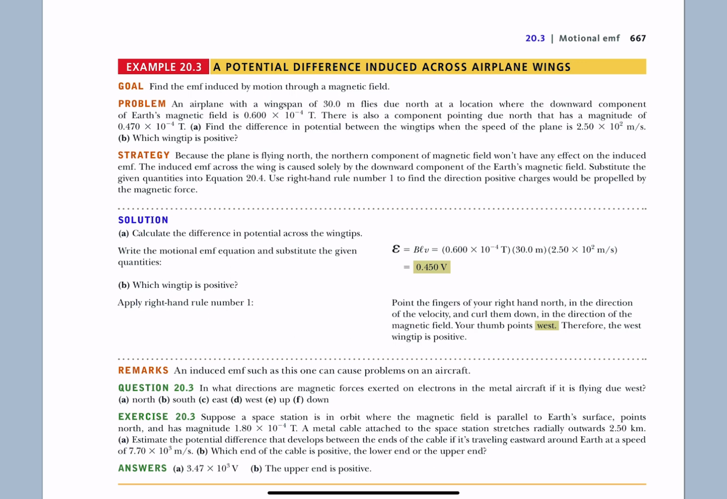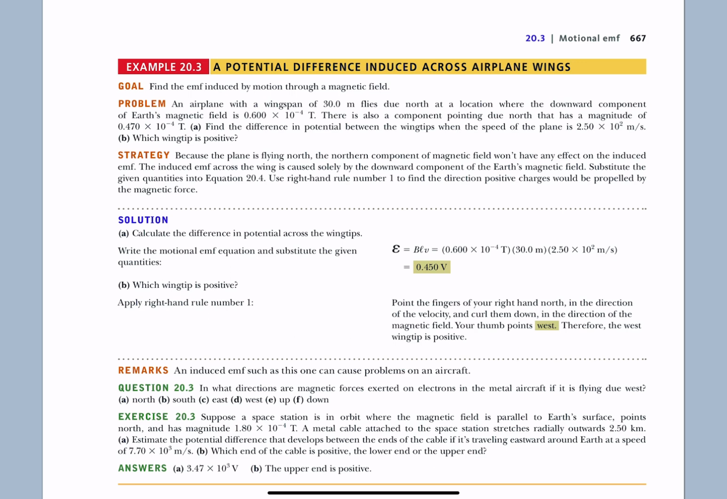Interesting problem. You probably never thought about the airplane from wingtip to wingtip being like a metal bar, cutting through the flux lines of the Earth's magnetic field as they emanate from the North Pole and curve around in space and go towards the South Pole.